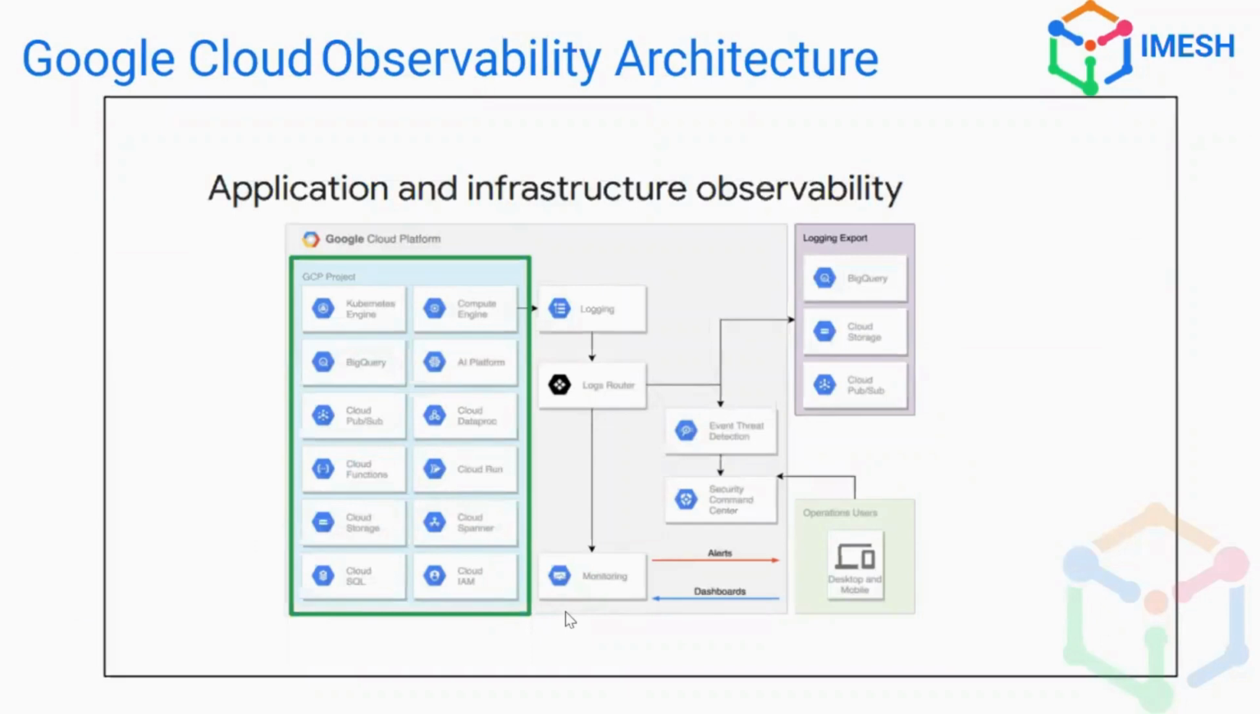This is basically Google Cloud, which has many services and products, right from Kubernetes Engine to BigQuery to Cloud Storage to Spanner, etc. What happens is they all stream the metrics and logs into Google Cloud Logging and Cloud Monitoring components. So this here is the logs router.